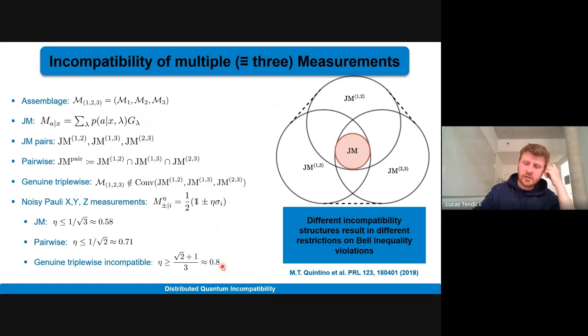And what is kind of interesting is that this also leads to observational results. If you look at Bell inequalities, for instance, here in this work by Marco Túlio and co-workers, you see that the amount by which you can violate a Bell inequality, given that your measurements obey some of these incompatibility structures, you can recognize in the violation of a Bell inequality.